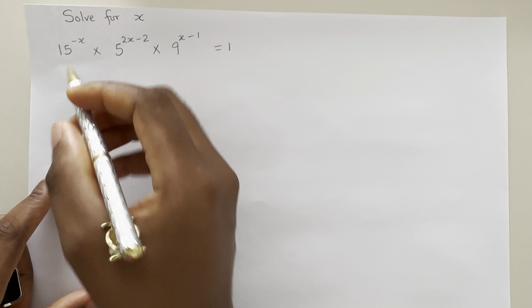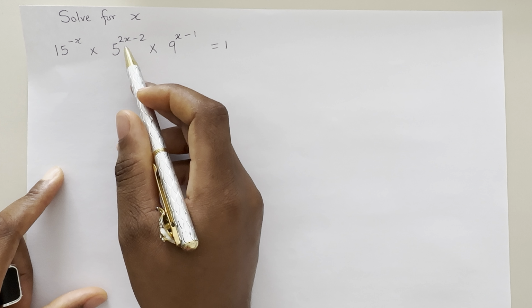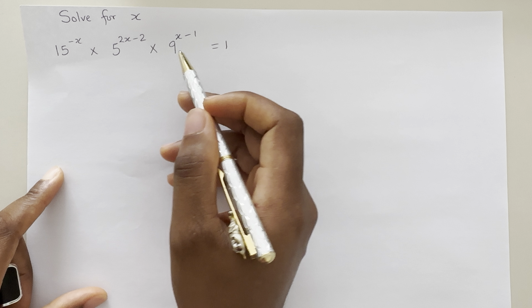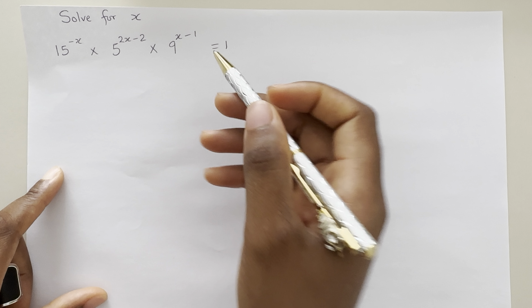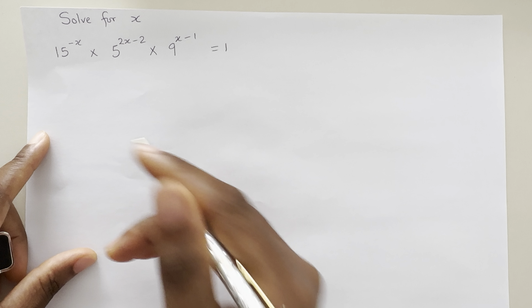All right, we have 15 to the power of minus x times 5 to the power of 2x minus 2 times 9 to the power of x minus 1 is equal to 1. So let's solve for x. Let's find the value of x.